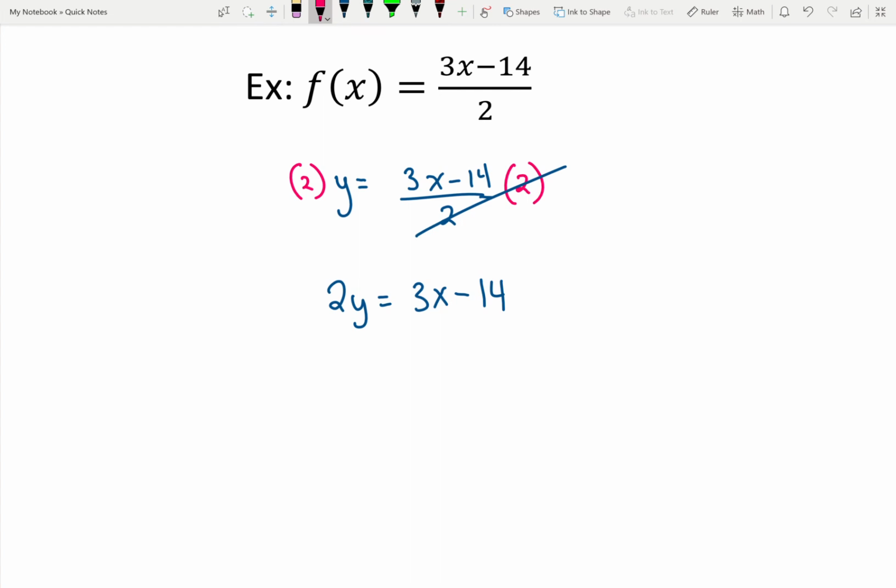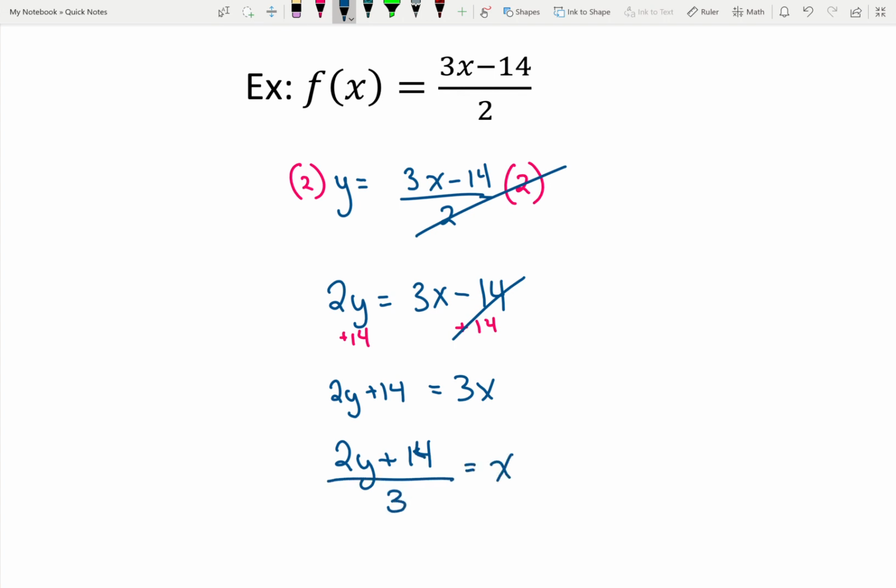Now, let's get rid of this 14. If I add 14 to both sides, plus 14, plus 14, then these 14's will cancel out, and I have 2y plus 14 equals 3x. Lastly, to get x by itself, divide both sides by 3. So I have x equals 2y plus 14 divided by 3.